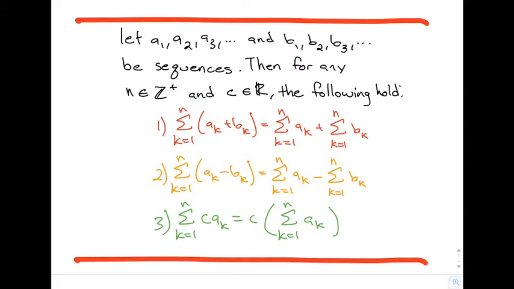So formally, these properties are summarized here. Let a1, a2, a3, and so on, and b1, b2, b3, and so on be sequences. Then for any n in the positive integers and c in the reals, the following hold. The sum of two sequences is the sum of each of those sequences. So the sum from k equals 1 to n of ak plus bk equals the sum from k equals 1 to n of ak plus the sum from k equals 1 to n of bk.